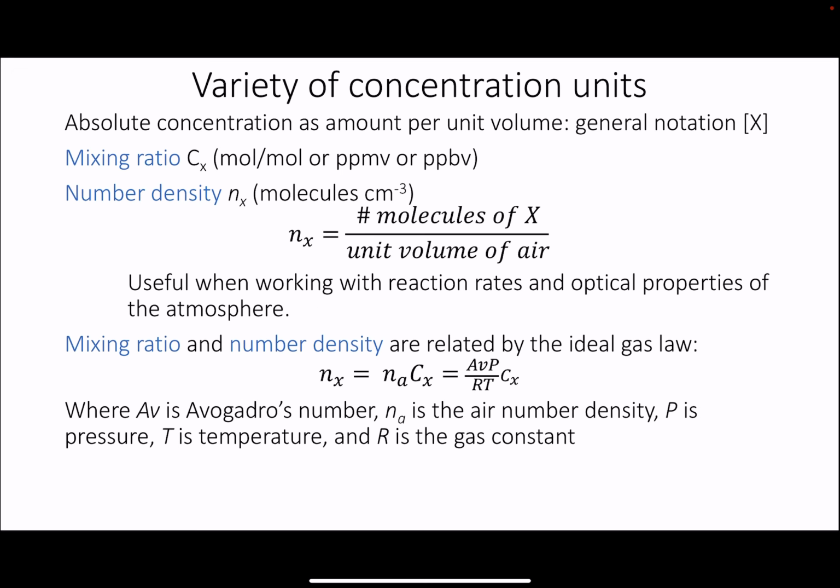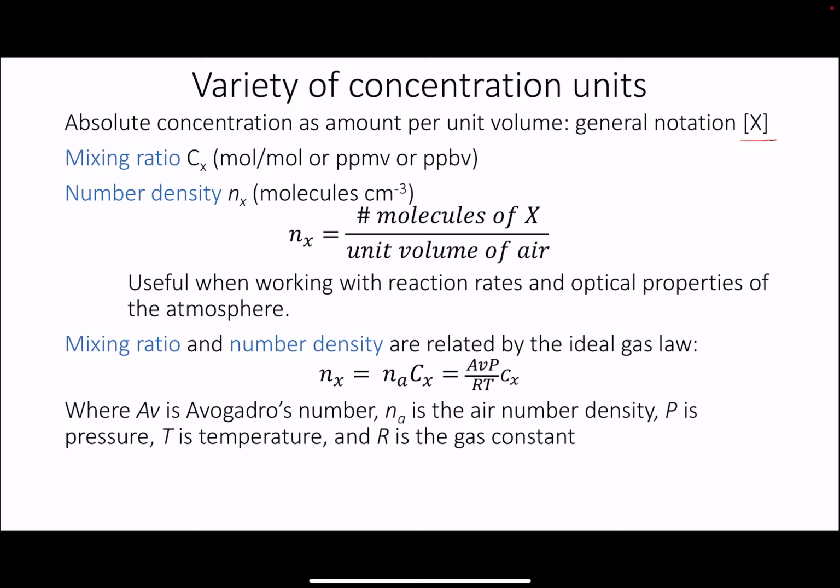Before we go too far, I'm going to spend a couple of slides talking about concentrations and units and conversions, because you guys are going to have a series of practical questions that focus on NOx and ozone. So there's a variety of concentration units we use in atmospheric chemistry. The absolute concentration of something, which is the amount per unit volume, is generally given with the notation here with the brackets. So that says the concentration of X.